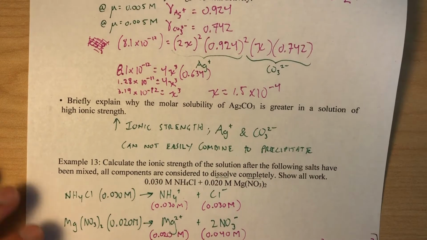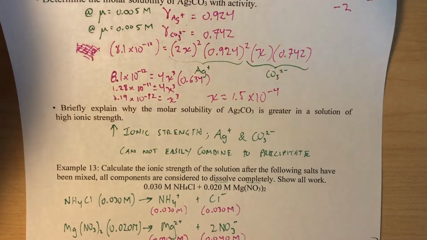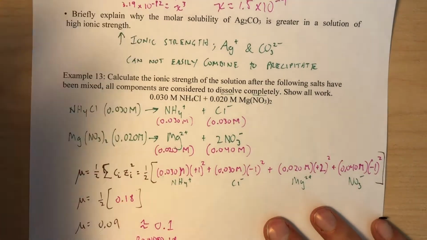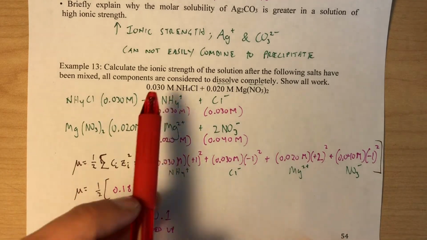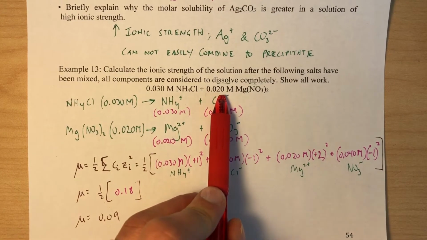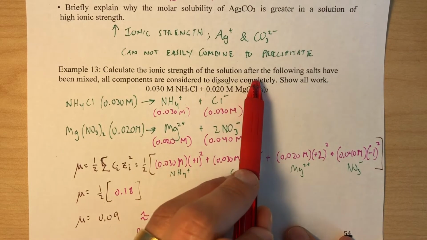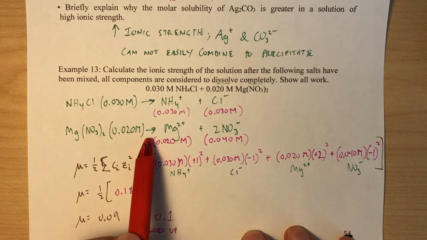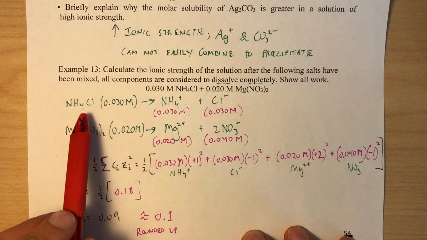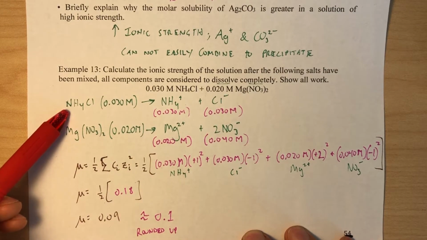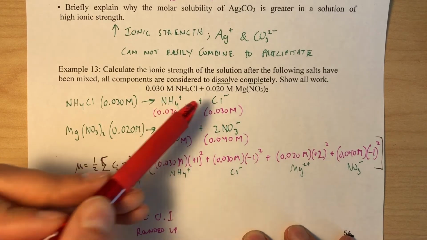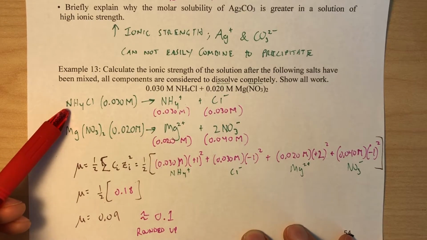Now we're going to move on to our next example where we're going to calculate an ionic strength with a bunch of ions. So in this situation, we have 0.03 molar of ammonium chloride and 0.02 molar of magnesium nitrate dissolved completely. When it says dissolved completely, we have an irreversible reaction arrow. So we can see that when we are dissolving completely, we have a 1:1:1 molar ratio of our different components.